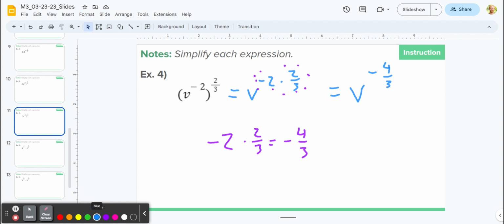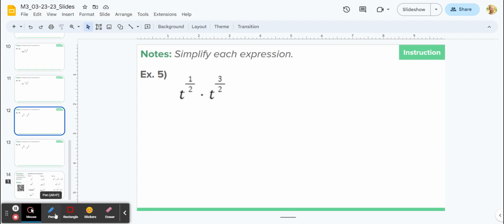All right, 2 more examples. Examples 5 and 6, we're going to be dealing with our product rule where we're adding or subtracting our exponents. And so in this problem here, we have t to the 1/2 times t to the 3/2. So we are going to be adding up these exponents. So our base will still be t, and we'll get 1/2 plus 3/2 up top.